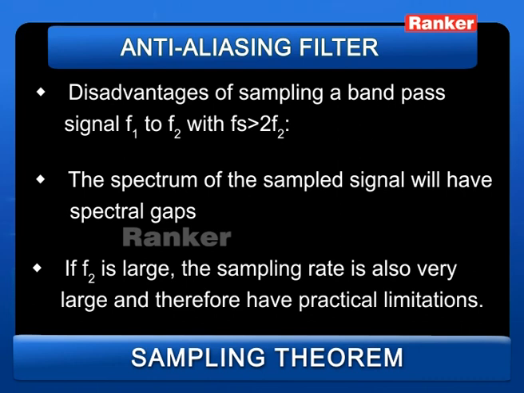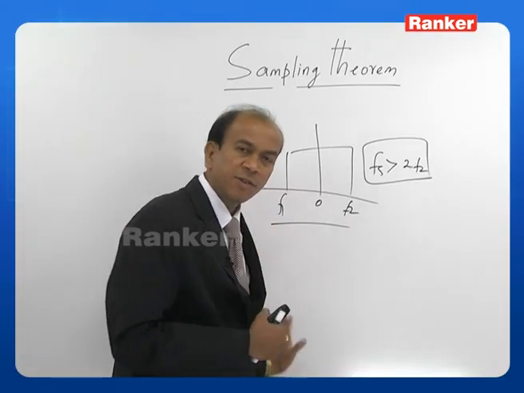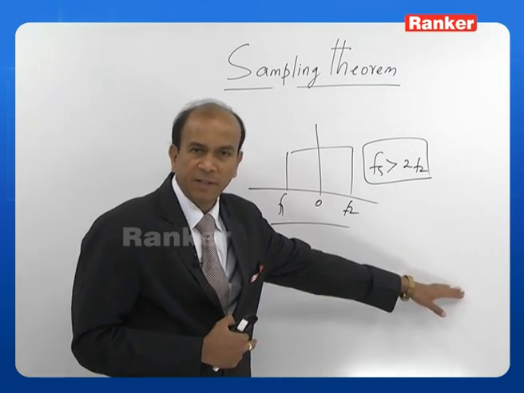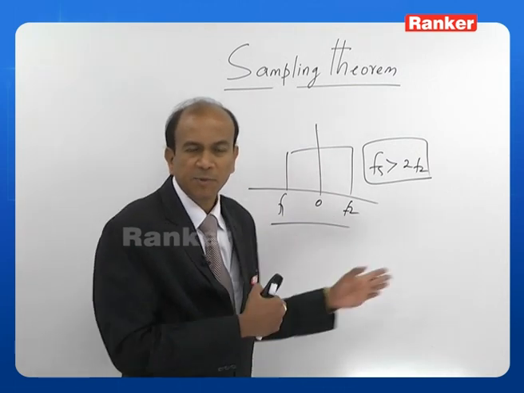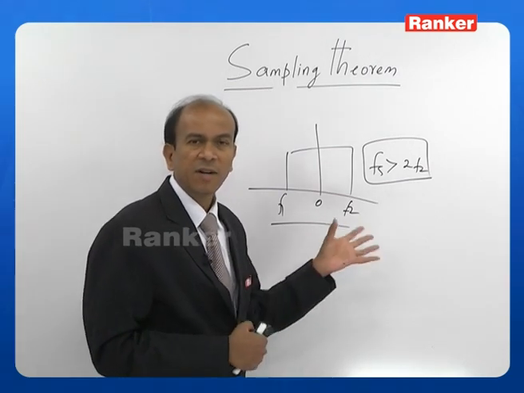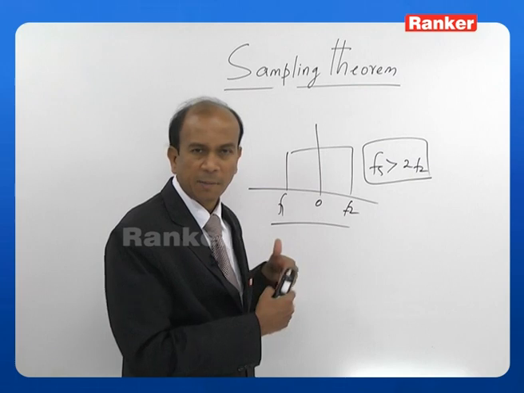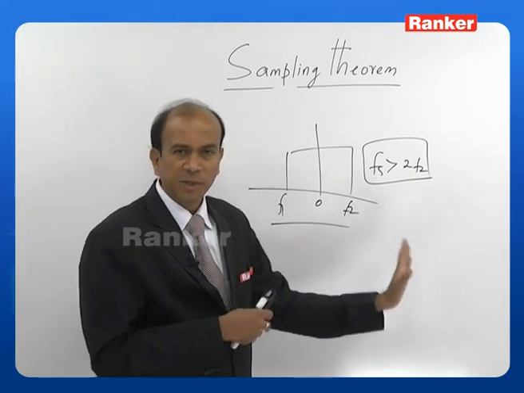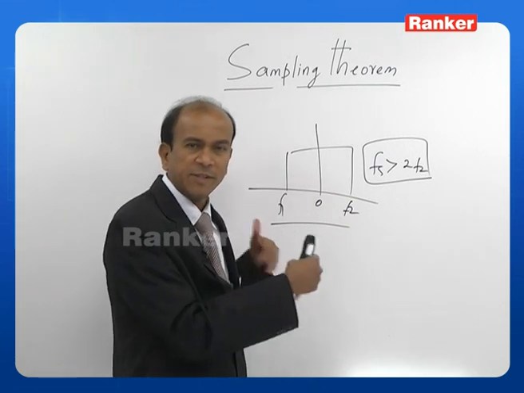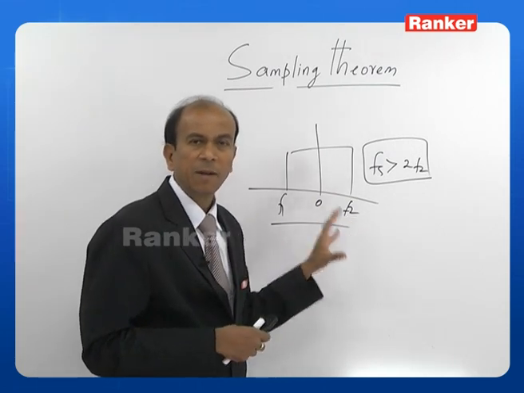If f2 is very large, what happens? You have a spectrum which has a lot of interval between the samples. When the interval between samples is more, there are practical limitations. That means it will be very difficult to define a filter for that type of samples, because the guard bands are huge, and spectral components exist at very high frequencies, separated by large intervals. So, this will result in practical limitations.